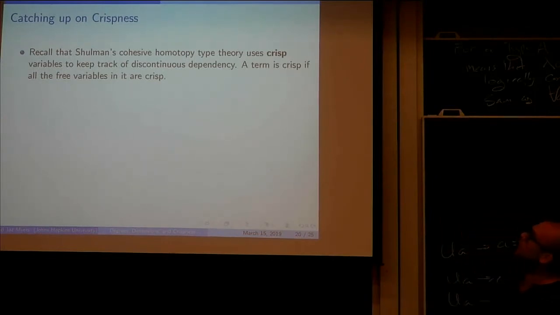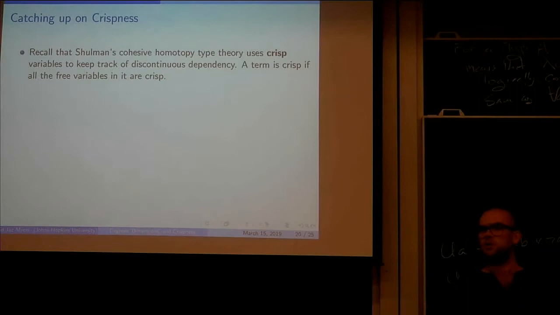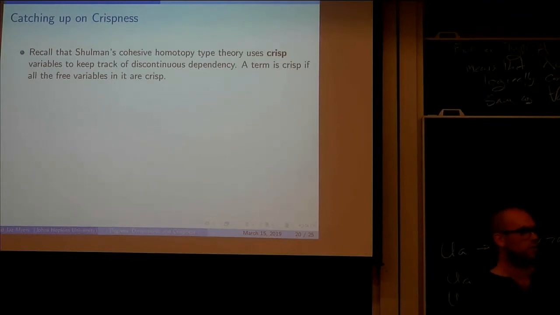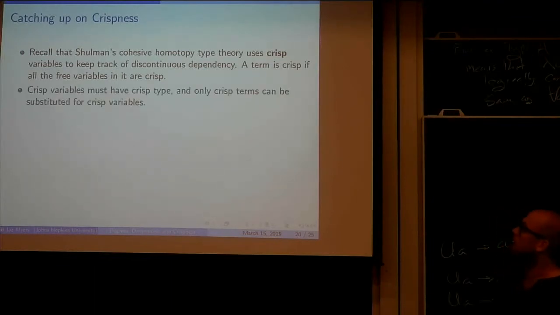Finally, I'm going to say that we can get back to natural numbers as long as we don't work continuously. So the way we don't work continuously is to change our type theory to allow ourselves to quantify discontinuously over variables. So this is formally done by Mike Shulman's cohesive homotopy type theory, or spatial type theory generally, where he has a crisp term and so crisp variables, which are meant to be discontinuous, and the term is called crisp if all its free variables are crisp. And crisp variables must have crisp type, and you can only substitute crisp things in for crisp things.